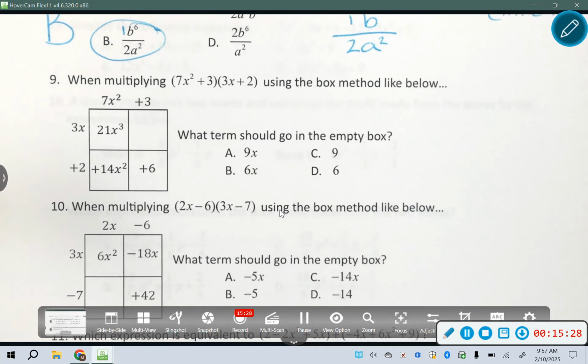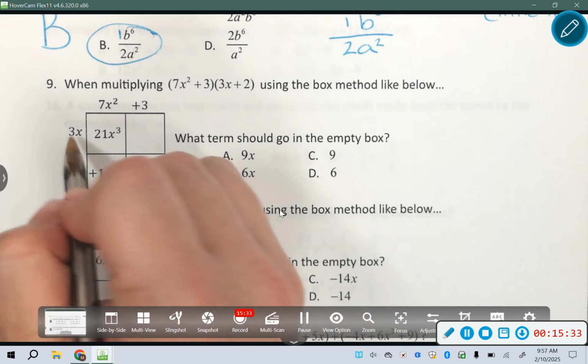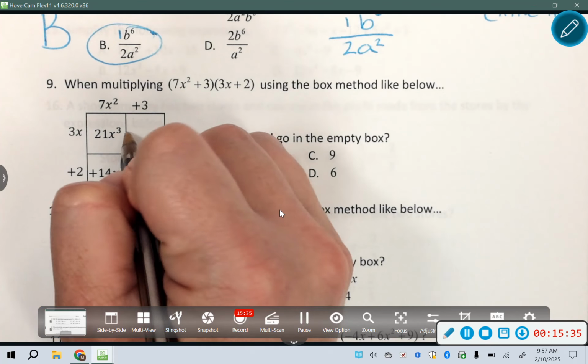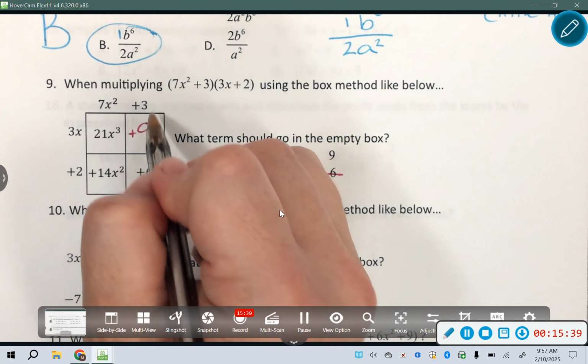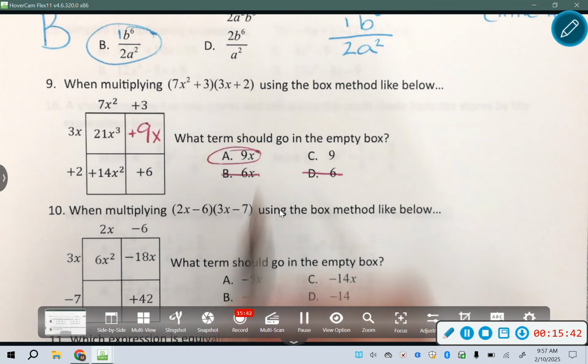Now, number 9 is the box, but most of it's done for you, and it's just asking what would go in the empty box. So if I have 3x times 3, well, 3 times 3 is 9. So I know right away I'm between these two. And this has an x, this doesn't, so it's 9x.